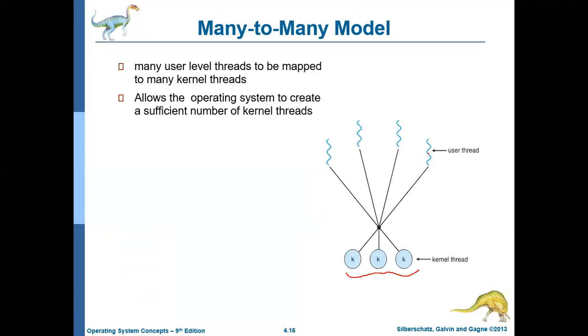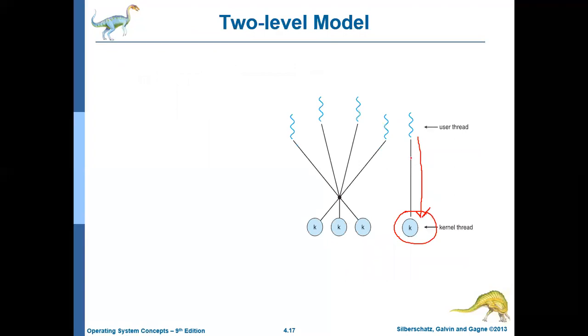For example, in the normal many-to-many model, let us assume this is user thread 4, and user thread 4 is connected with kernel thread 1 for the time being. But after some time, thread 4 may be mapped to kernel thread 3. That might have happened. But what the two-level model ensures is that it also provides a feature that a user thread can be bound to one particular kernel thread.